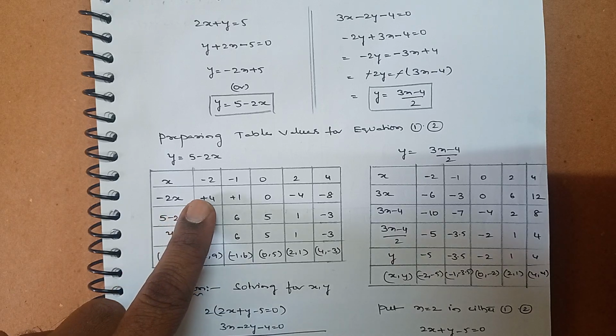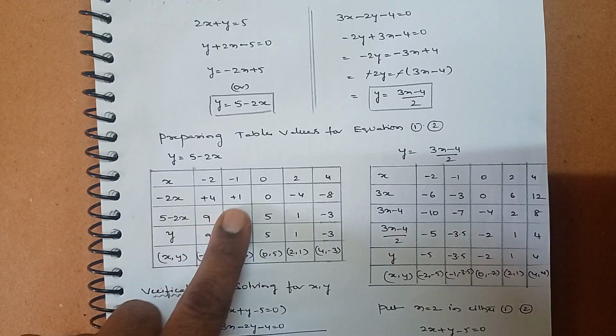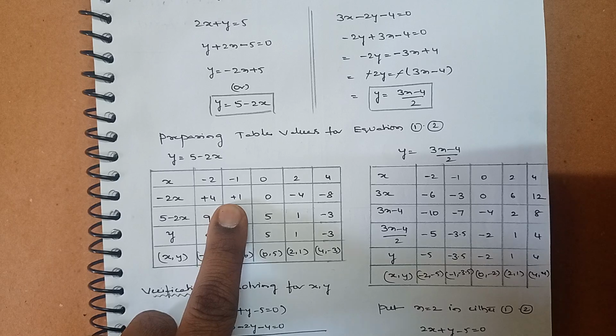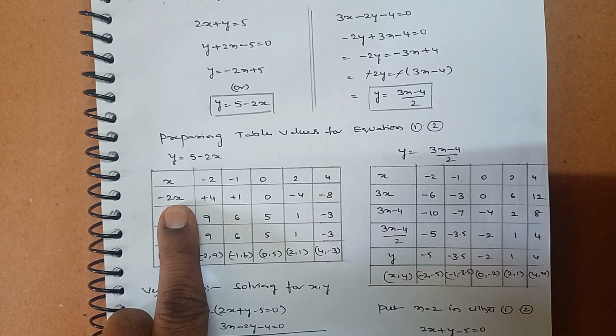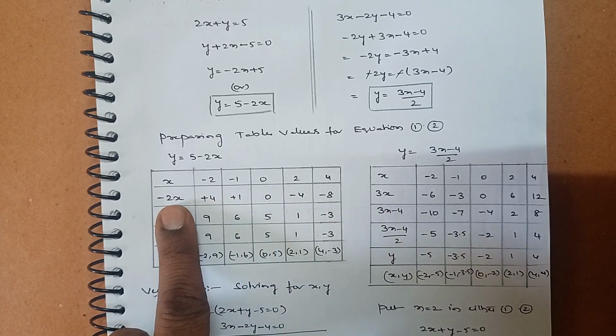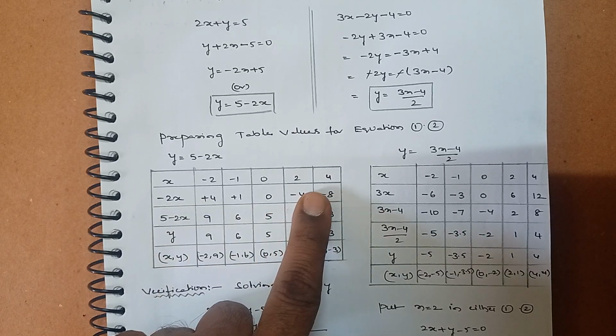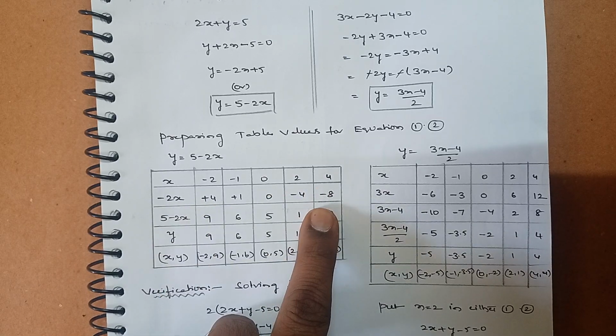So the x values I took: if x is minus 2, minus 2x becomes plus 4. If x is minus 1, it becomes plus 2. If x equal to 0, minus 2x becomes 0. If x equal to 2, minus 2x becomes minus 4. If x equal to 4, it becomes minus 8.